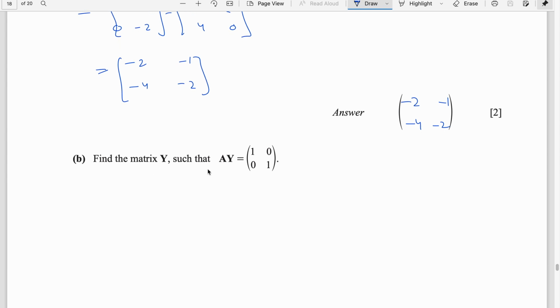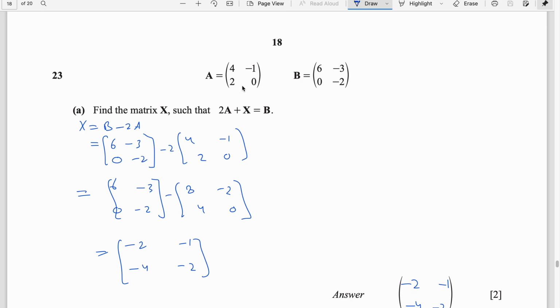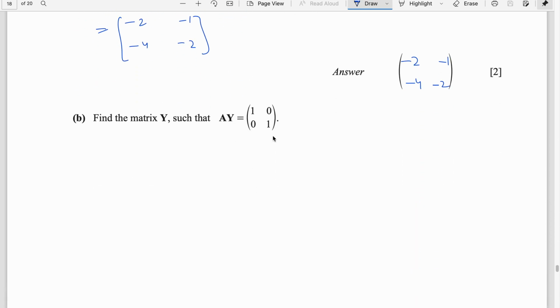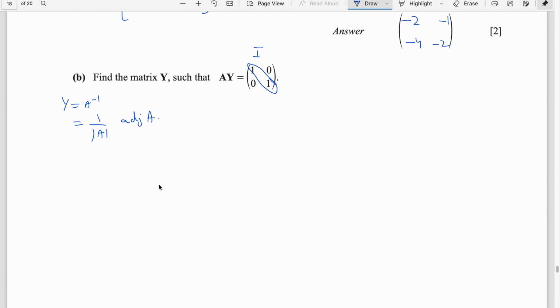Find the matrix Y such that AY equals this. So you have this matrix A. Whatever Y is, it makes it an identity matrix. Identity matrix is that which has ones in this diagonal. So Y must be A inverse. Y is equal to A inverse. A inverse is 1 over the determinant of A into the adjoint of A. And A was 4, minus 1, 2, 0.